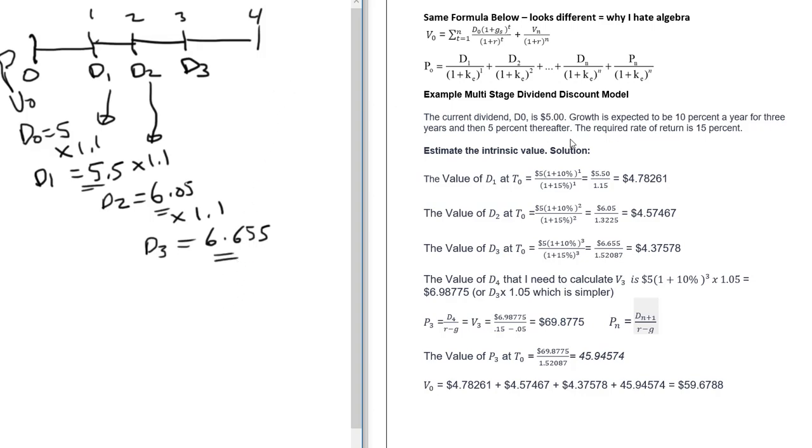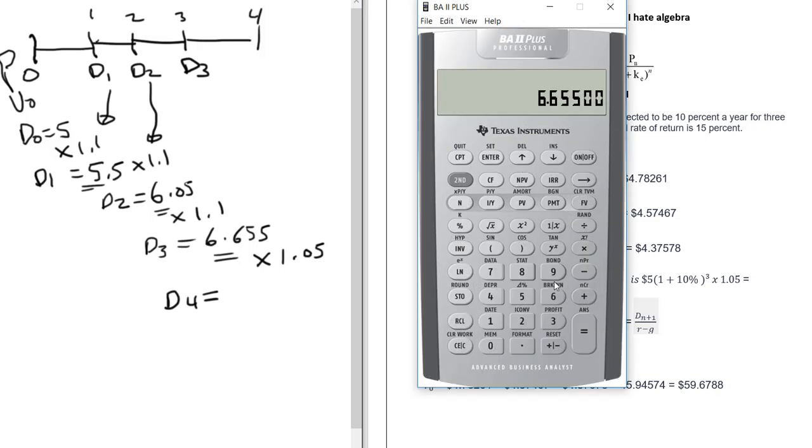Aha. So after 3 years of a growth rate of 10%, it's 5% thereafter. So if I multiply D3 times 1.05, I'm going to get my D4. So my D4, just bring up my calculator, 6.655 times 1.05, and I have a D4 of 6.98775. And yes, I like to use 5 decimals, okay?